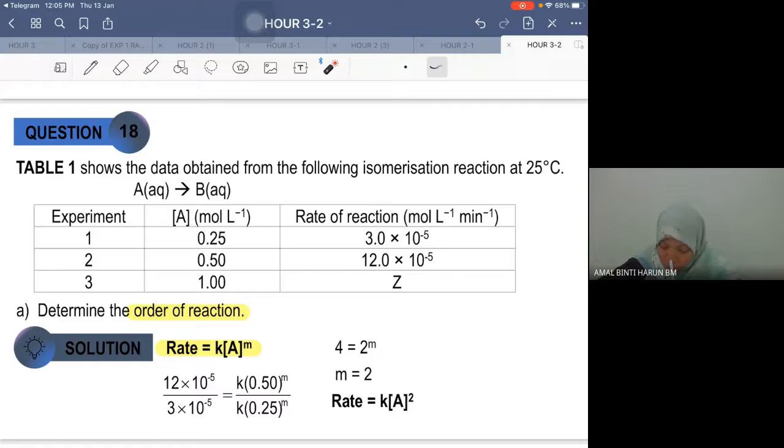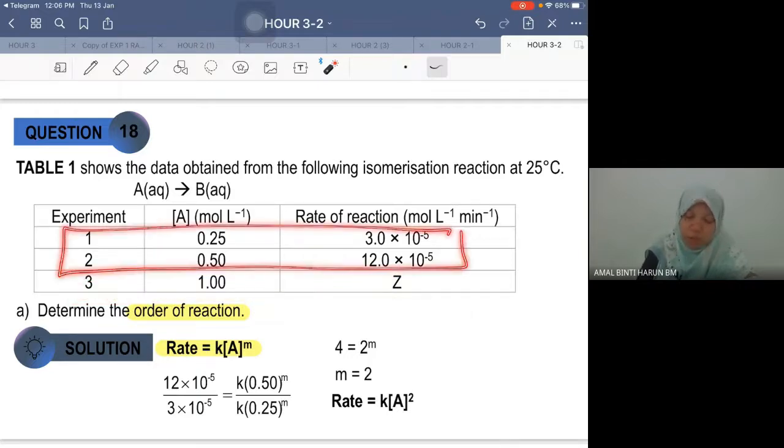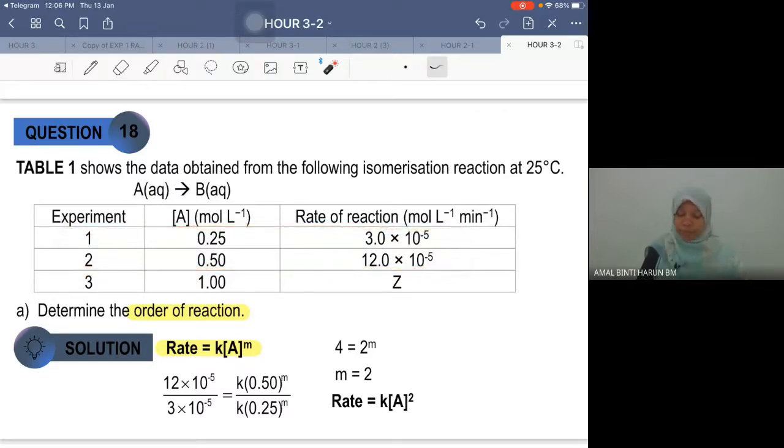Okay. Tapi yang ni kita tak boleh pilih mana-mana, tak kisah sebab dia satu je eksperimen. So you boleh pilih mana-mana eksperimen disebabkan yang ni tak ada value dia. So kita ambil lah. Okay. You have to choose whether you want to divide experiment 2 divide by 1 or 1 divide by 2. Doesn't matter, tak kisah. Okay.